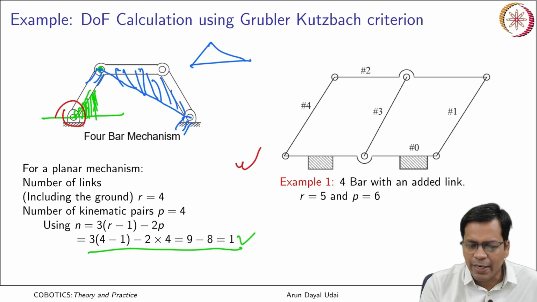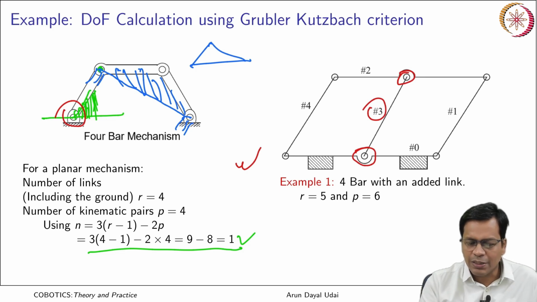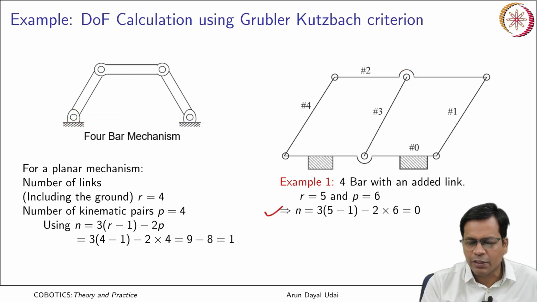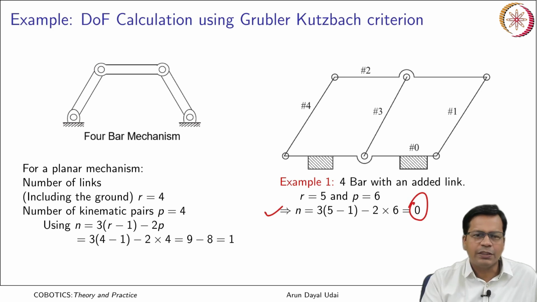Over here I have just added one additional link with 1 revolute joint and 2 revolute joints, and this is the additional link here. So, in this case R, that is the number of links, becomes equal to 5: 1, 2, 3, 4 and 5. The number of joints here is 6. That is, the kinematic pairs are 6. If I put them in the planar equation, it gives me 0. Is it really 0 here?